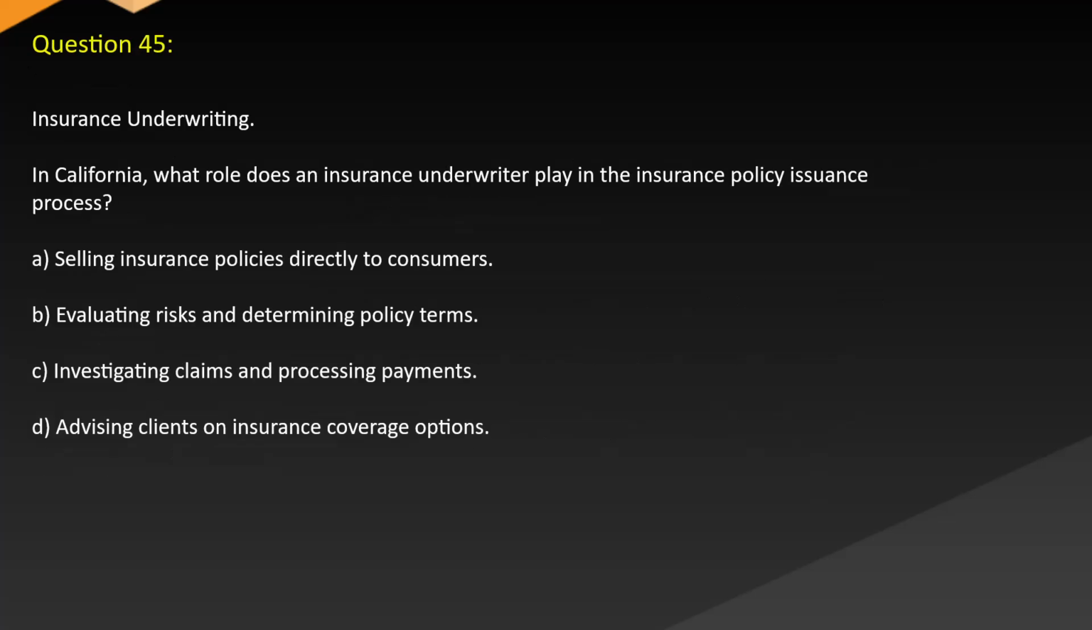Question 45. Insurance underwriting. In California, what role does an insurance underwriter play in the insurance policy issuance process? A. Selling insurance policies directly to consumers. B. Evaluating risks and determining policy terms. C. Investigating claims and processing payments. D. Advising clients on insurance coverage options.